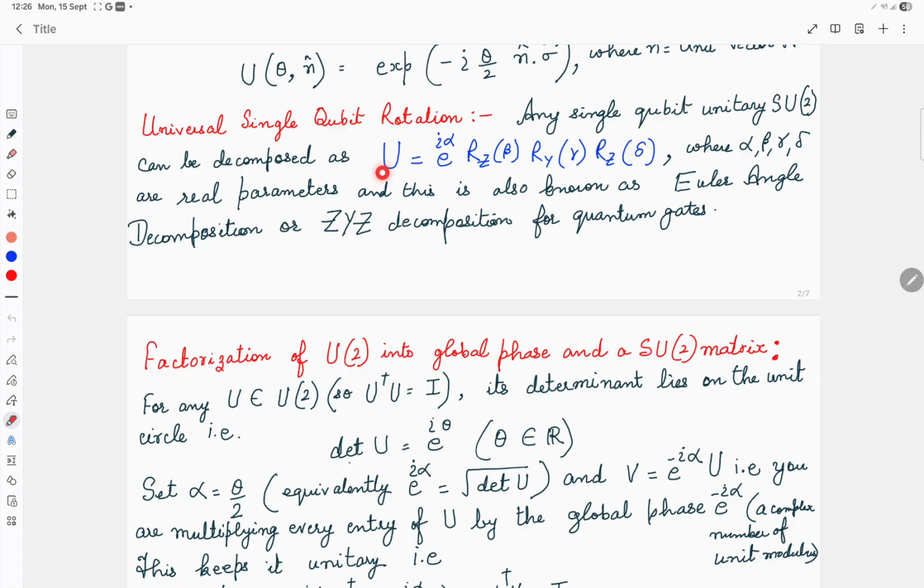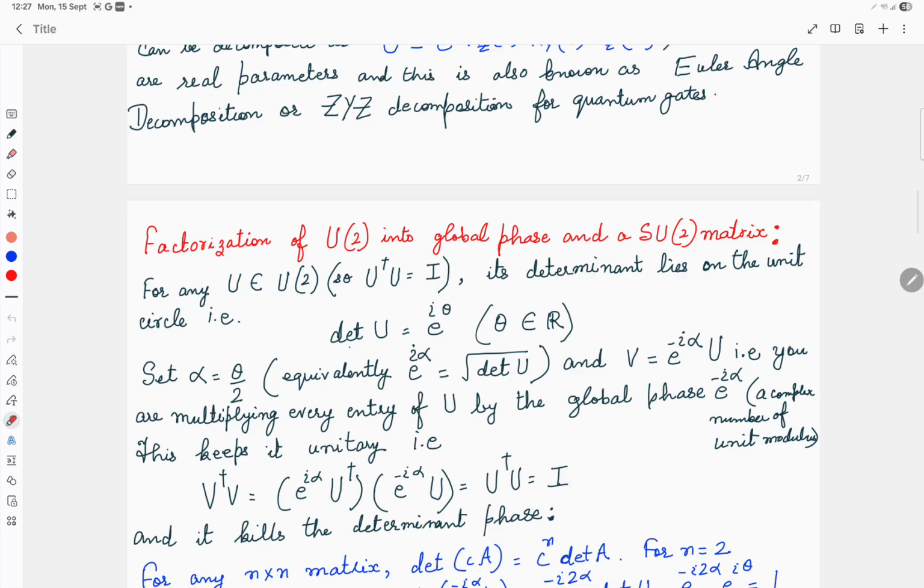So therefore, the story starts from a unitary matrix. It can be decomposed into two things. One is the global phase, one is SU2 special unitary group. So that's why this heading is Factorization of U2 into global phase and a SU2 matrix. Now that's what is being explained further in this title.